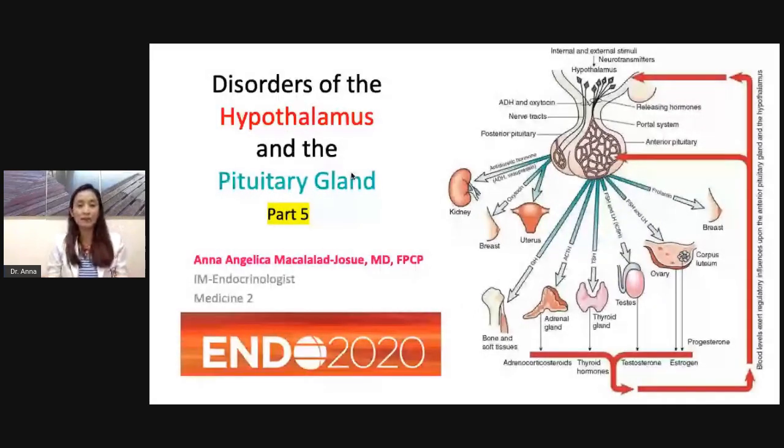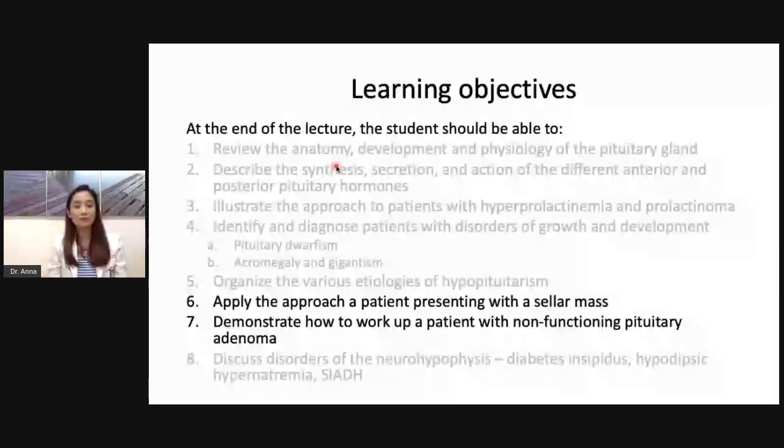So welcome to part 5 of today's lesson on disorders of the hypothalamus and the pituitary gland. For this part of the lesson, you should be able to approach a patient presenting with a sellar mass and demonstrate how to work up a patient with a nonfunctioning pituitary adenoma.